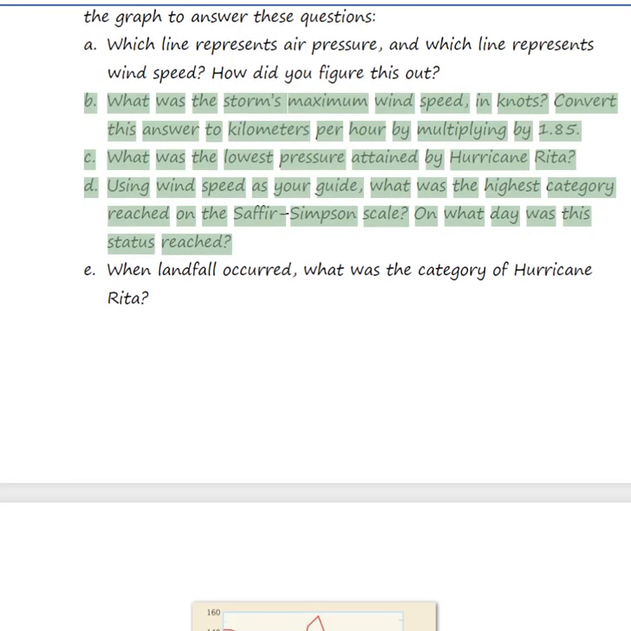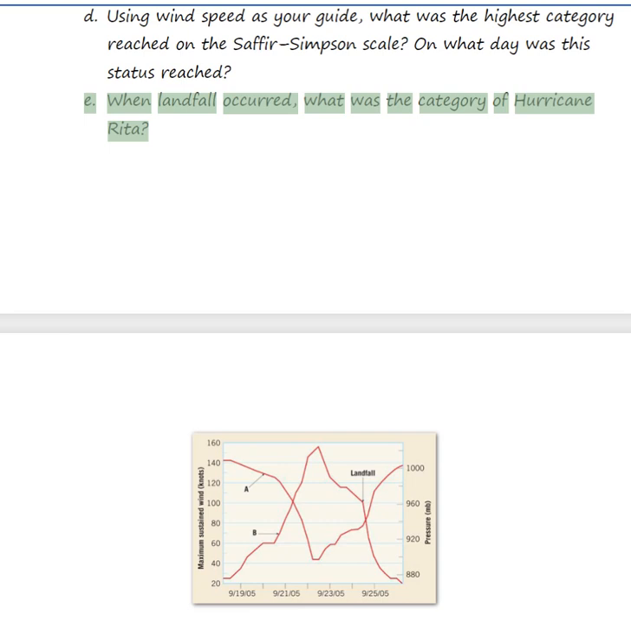B. What was the storm's maximum wind speed, in knots? Convert this answer to kilometers per hour by multiplying by 1.85. C. What was the lowest pressure attained by Hurricane Rita? D. Using wind speed as your guide, what was the highest category reached on the Saffir-Simpson scale? On what day was this status reached? E. When landfall occurred, what was the category of Hurricane Rita?